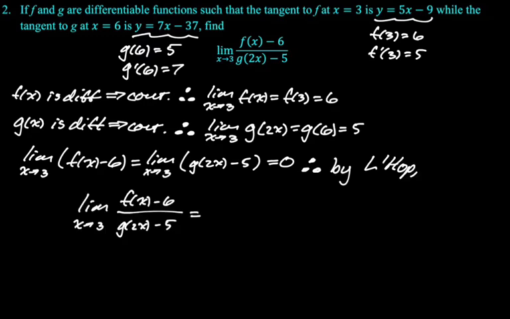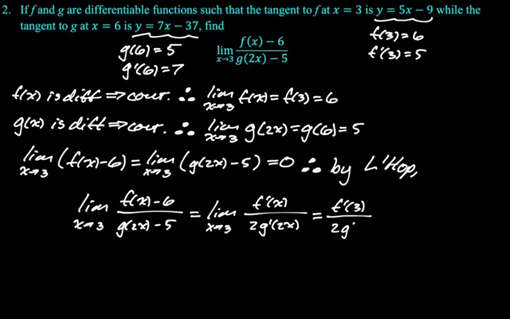So by L'Hopital's, the original limit, we actually are going to do it. So derivative of the top over derivative of the bottom. So it's going to be f prime over 2g prime of 2x. And then we take the limit as x approaches 3, but this involves just plugging in 3. And these are the values that we found, so it's going to be 5 over 2 times 7, so it's going to be 5 over 14. Good L'Hopital's problem to close it out.